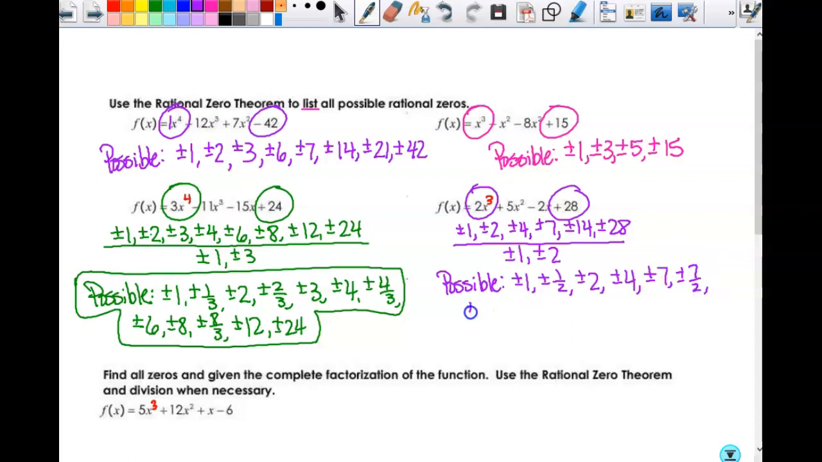14 over 1. 14 over 2, I've already got 7. Then 28. 28 over 2 is 14. I've already got that one. So these are my list of possibilities that I may have to use to test things to figure out my zeros, right?